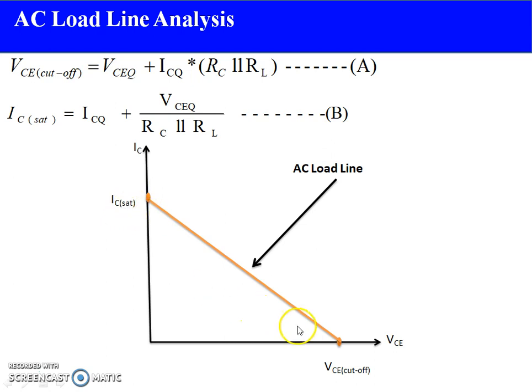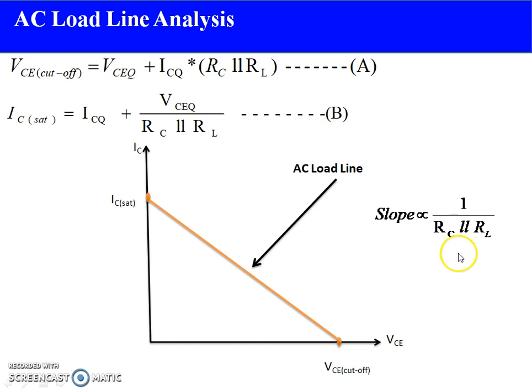That value is ICQ. So the value of this point is given by VCEQ plus ICQ times RC parallel RL, and the value of the saturation point will be given by ICQ plus VCEQ divided by RC parallel RL. Now from this expression we can comment that the slope of the AC load line is proportional to 1 upon RC parallel RL.